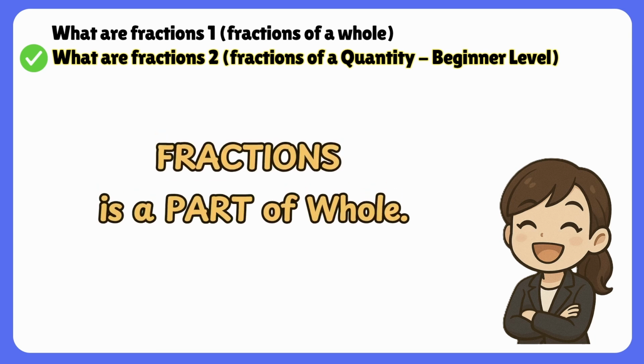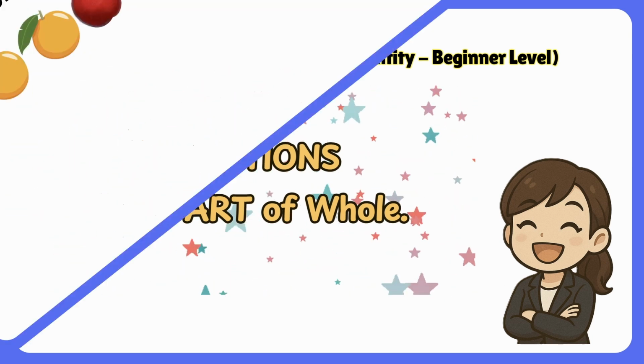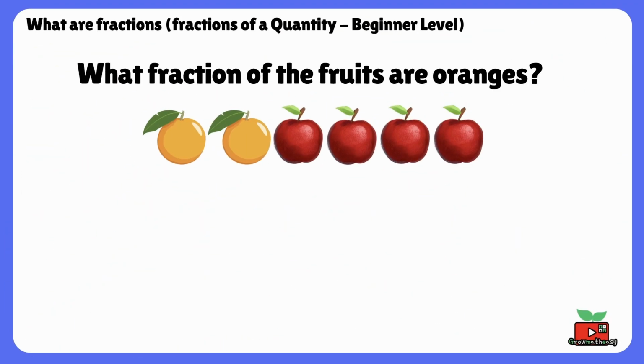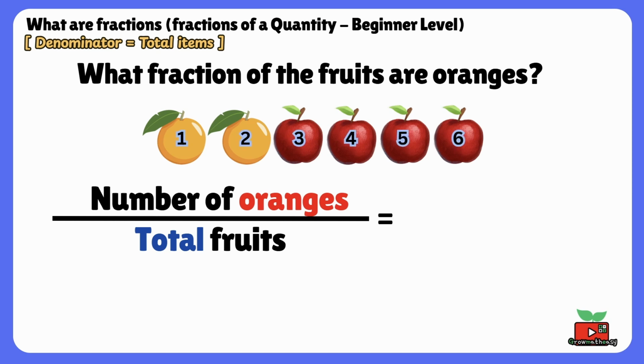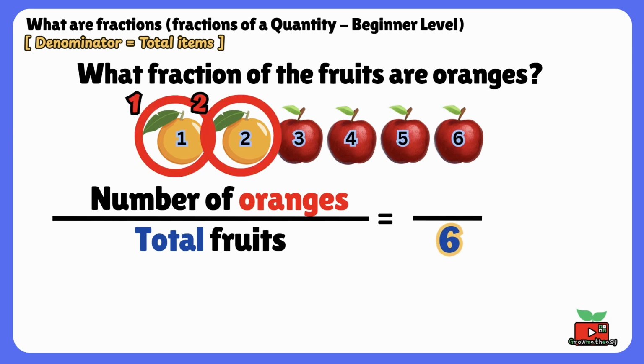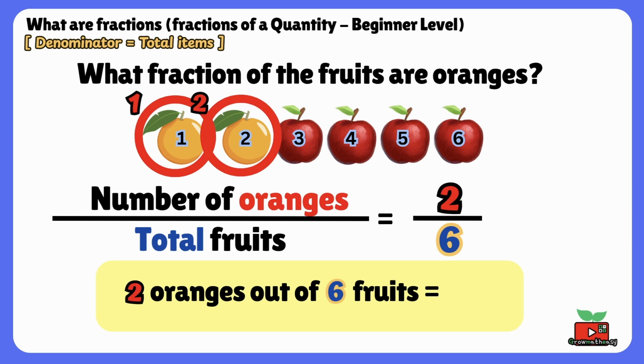A fraction simply means a part of a whole. Let's start with a question. What fractions of the fruits are oranges? When the denominator equals the total number of items, we always set it up as number of oranges over total fruits. We had 6 fruits in total, and 2 of them are oranges. That's 2 oranges out of 6 fruits, equals 2 over 6, or 2/6.